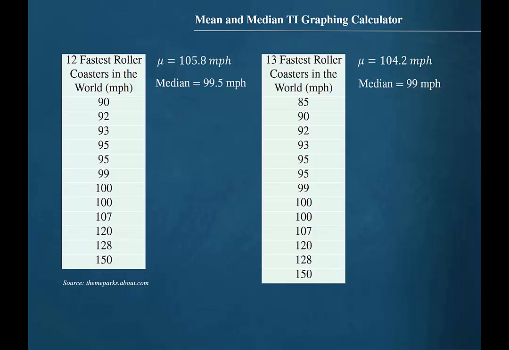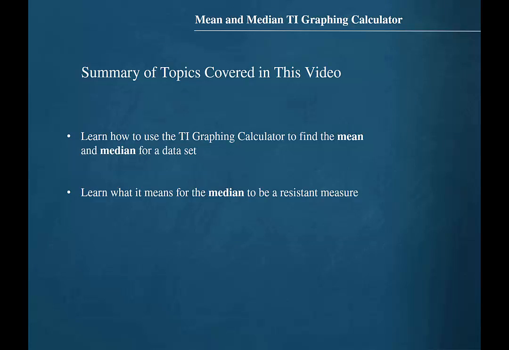So an extreme data value will pull the mean towards its value, but the effect of the extreme data value on the median is only that it will cause its position in the data set to shift slightly. In this video, we learned how to use the TI graphing calculator to find the mean and median for a data set. We also learned what it means for the median to be a resistant measure.